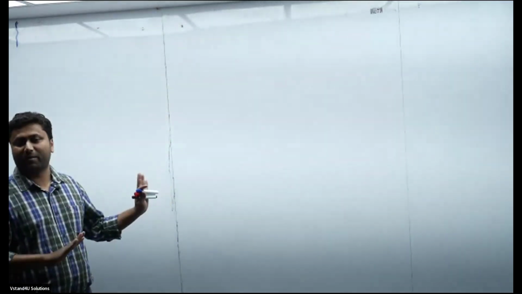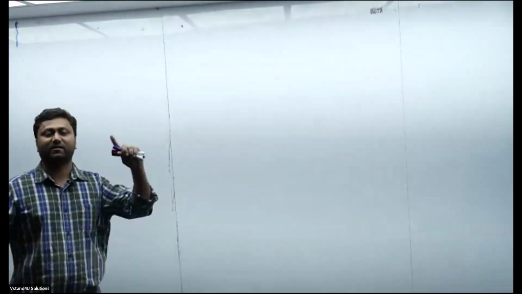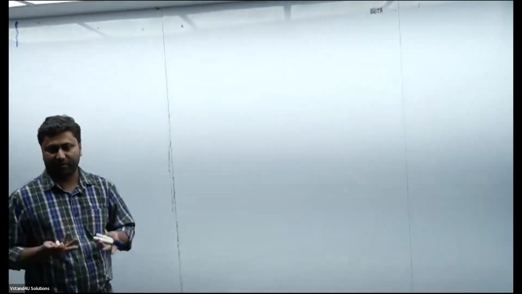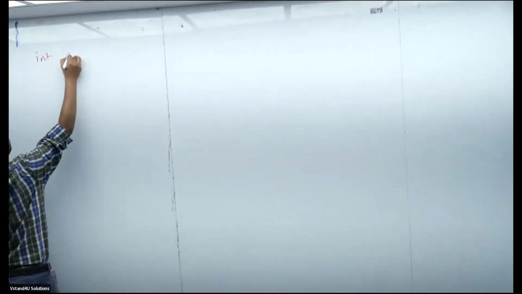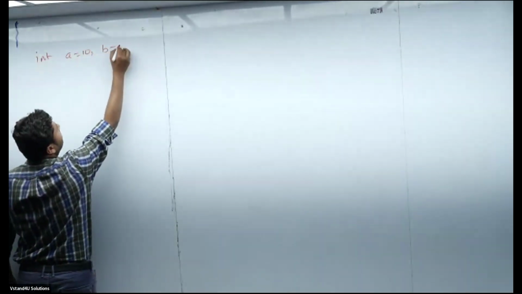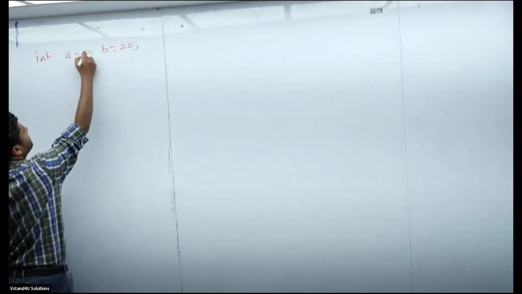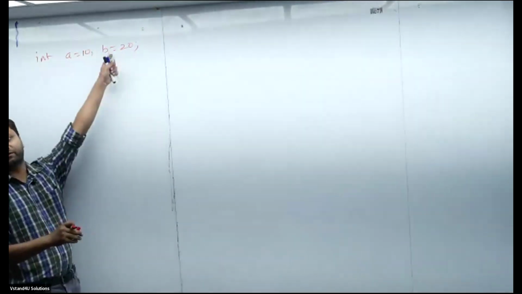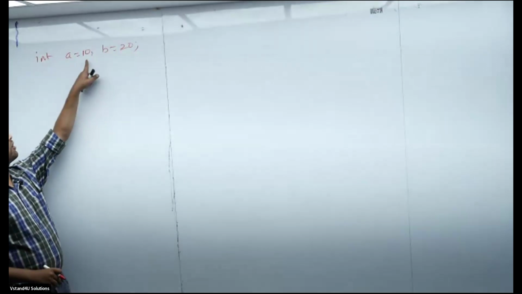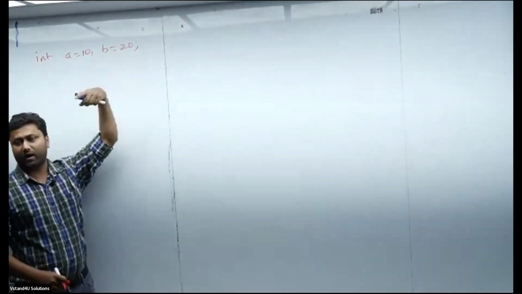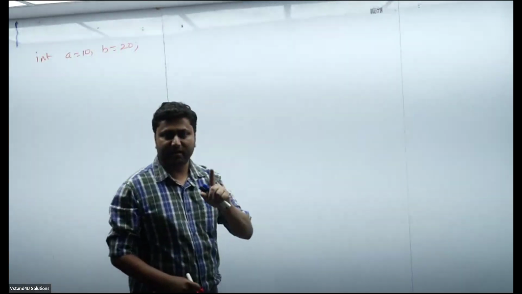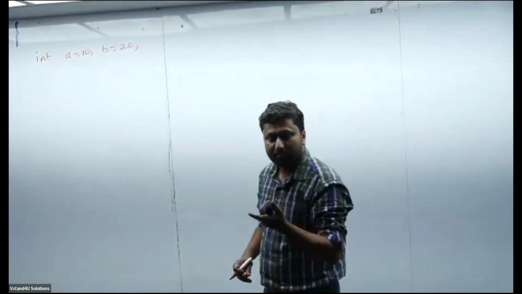Those who are learning programming for the first time, relax. People who already have an idea, can I give one small task? Will you try? Increment, decrement, we know. Suppose two variables are there. int a equal to 10, comma, b equal to 20. If I need to declare multiple variables of the same type, then comma separation can be used. Two variables declared, a and b. A is 10, b is 20.